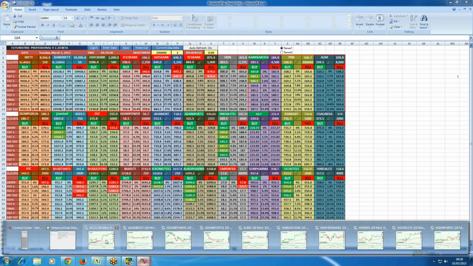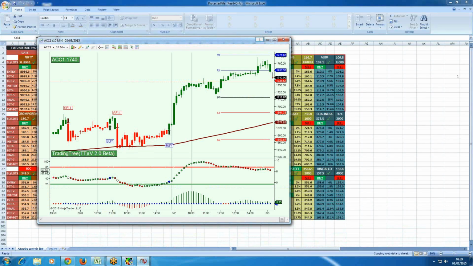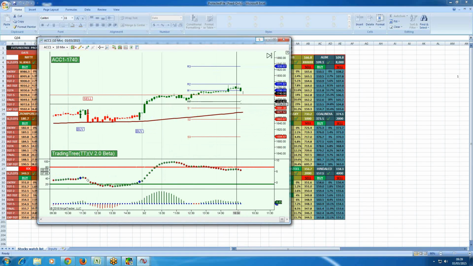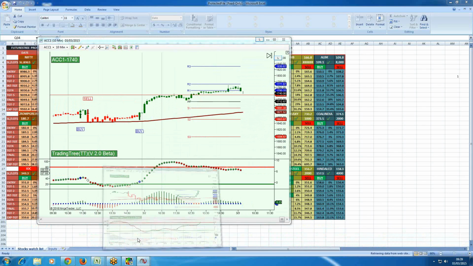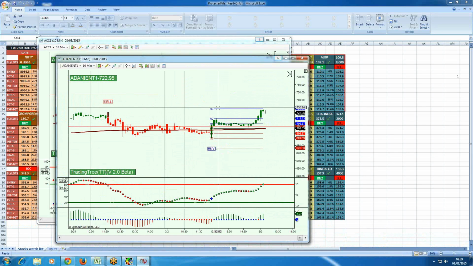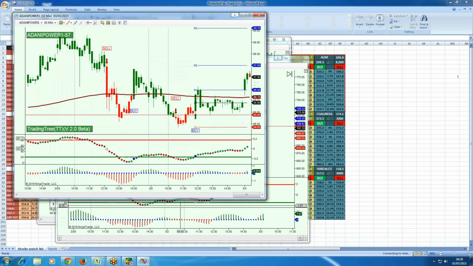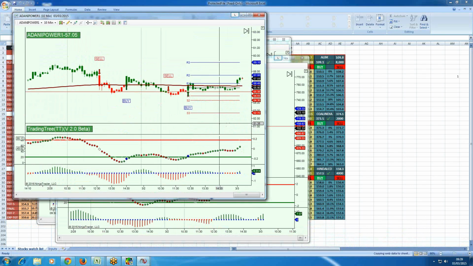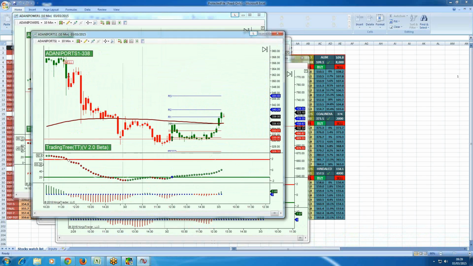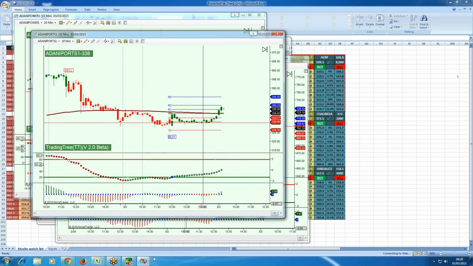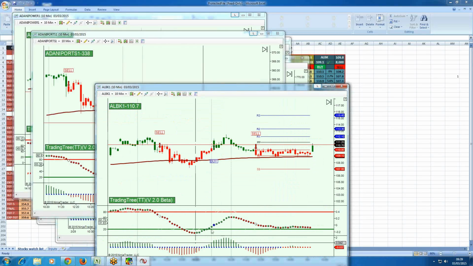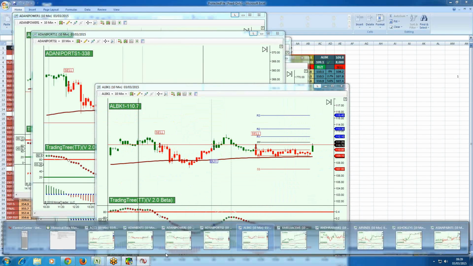You can actually trade on certain calls. So ACC, let's wait for a sell call. We should be getting a sell call here. Adani Enterprises, we'll wait. It should make its R3. The same with the complete pack of Adani. So I should be getting a buy call in ALBK here.